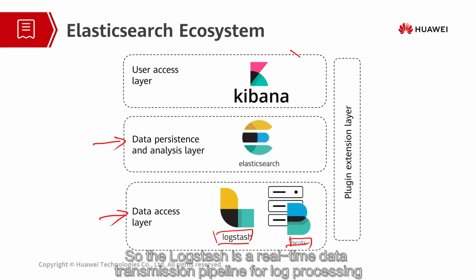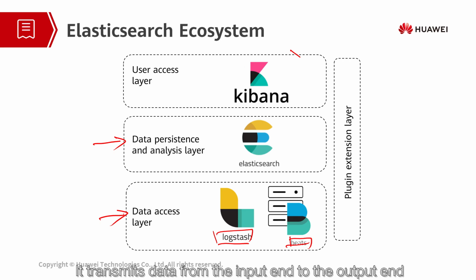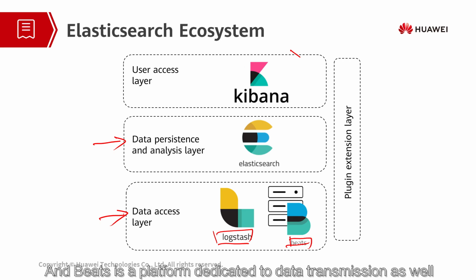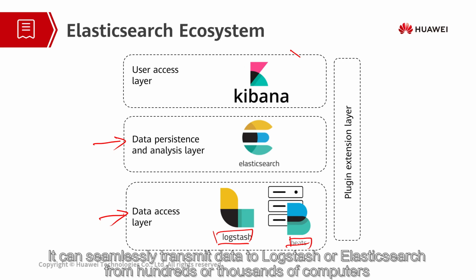So Logstash is a real-time data transmission pipeline for log processing. It transmits data from the input end to the output end and provides powerful filters to meet personalized requirements. And Beats is a platform dedicated to data transmission as well. It can seamlessly transmit data to Logstash or Elasticsearch from hundreds or thousands of computers.